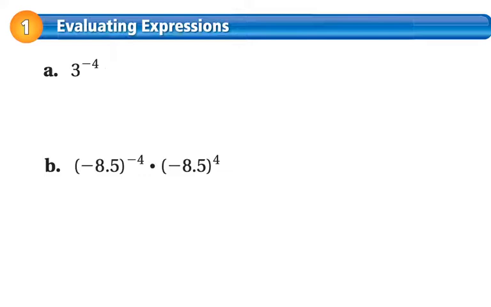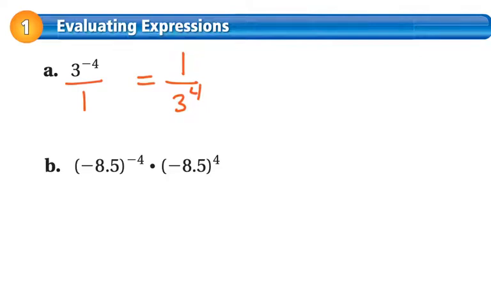So here in part A, we have 3 to the power of negative 4. So this, of course, would be a negative exponent. And we know that now that once we have a negative exponent, we actually get the reciprocal of a to the positive exponent. So this would be 3 to the negative 4th over 1. We would then flip them to find the reciprocal and get 1 over 3 to the positive 4th power.